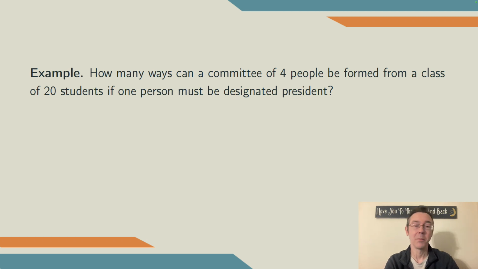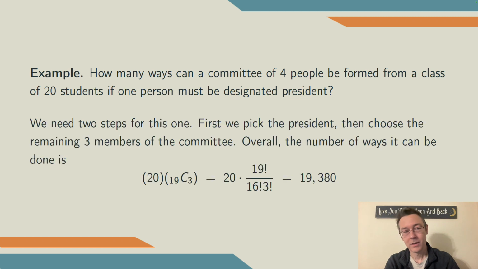How many ways can a committee of 4 people be formed from a class of 20 if one person has to be designated the president? So unlike in the last example, we're not designating the VP, secretary, and treasurer. So this time we need 2 steps. We're going to apply the fundamental counting principle. First we pick the president, and of course there's 20 ways we could do that. And then we have to choose the remaining 3 members of the committee. And for those 3 people, order doesn't matter. So overall, the number of ways it can be done is 20 times 19 choose 3, 19,380.